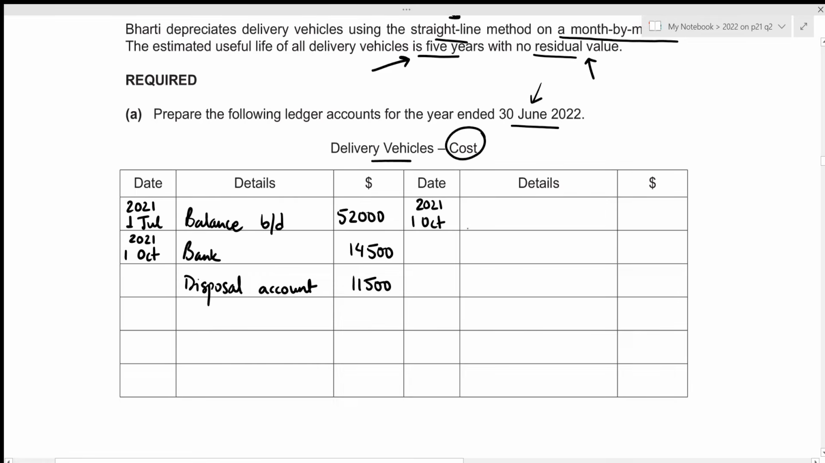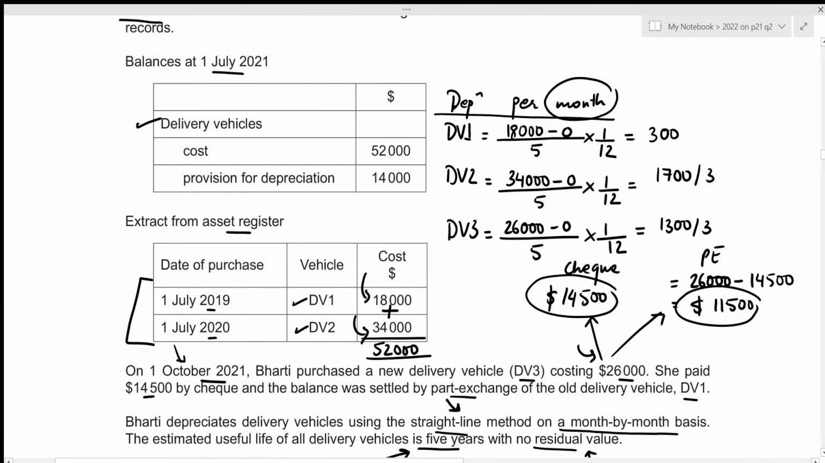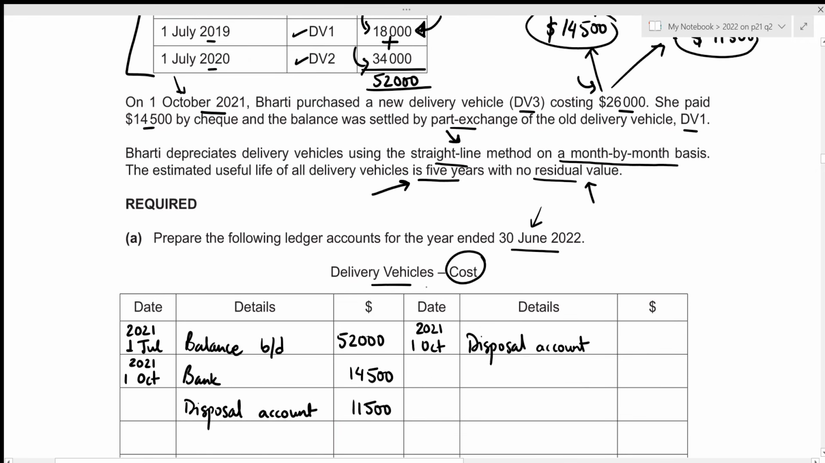And since we are disposing our delivery vehicle 1, the heading under which we should be recording the cost of delivery vehicle 1 is disposal account. Let's write it down. And from above, we can see that the cost of the delivery vehicle 1 was 18,000. So let's write this amount in our ledger.